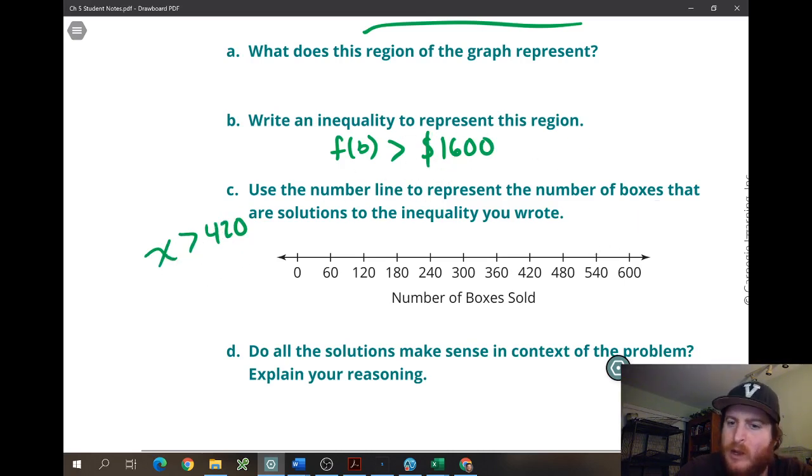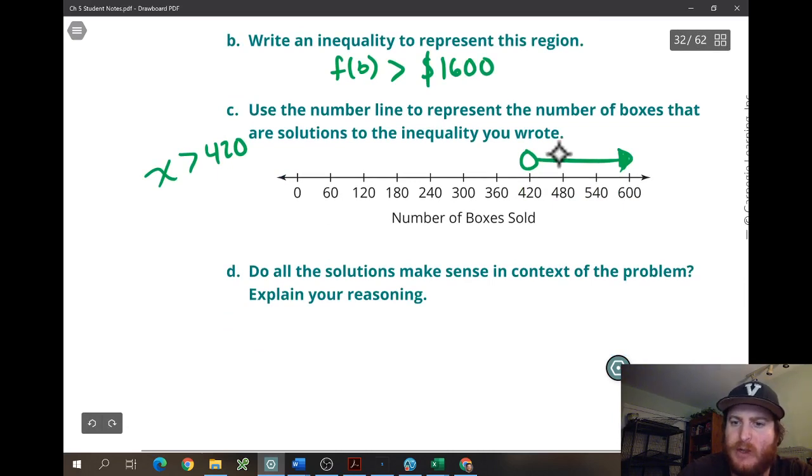Kind of obvious. Now, when we put in our point this time, though, it's not including 420. So instead of doing a closed circle, we're going to still put a circle here, but we're going to leave it open. And we're going to draw our arrow to the right. The reason we're drawing our arrow to the right is because it's greater than 420. It's bigger numbers. So we're going to open that circle because it doesn't reach 420. He can't sell 420 because we want more than $1,600. Okay? Now, do all of these numbers like 480, 481, 482, even 1,000, do all of those numbers make sense? Yes, they would make sense for the most part.